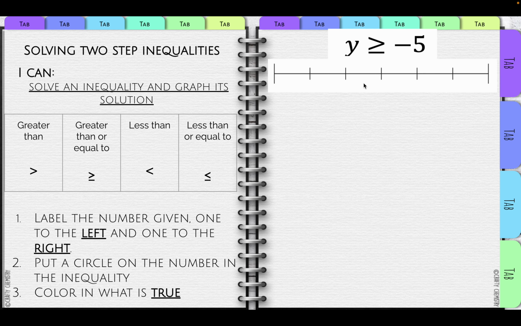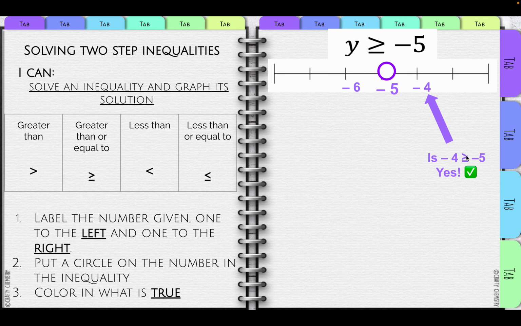All right, y is greater than or equal to negative 5. We label negative 5, one to the left and one to the right. Remember that as it goes left, it gets less and becomes more negative. We put a circle on the negative 5. Then I choose test points, okay? So instead of y, I'm going to put negative 4. Is negative 4 greater than or equal to negative 5?